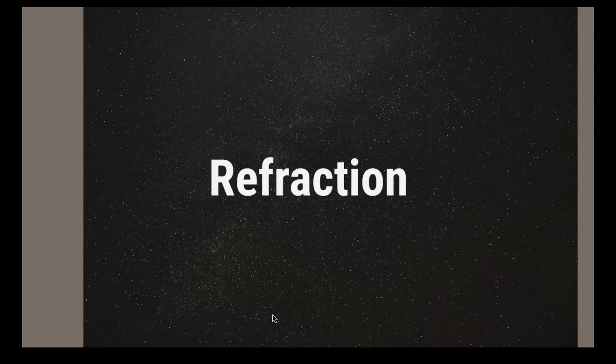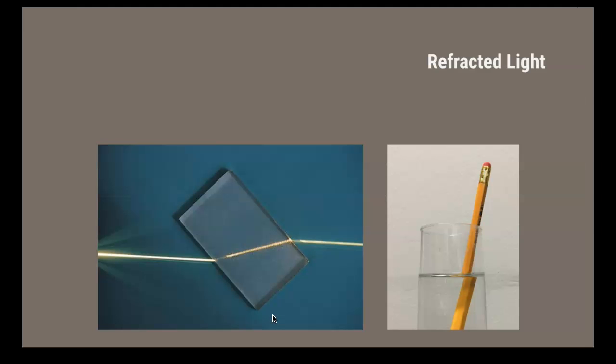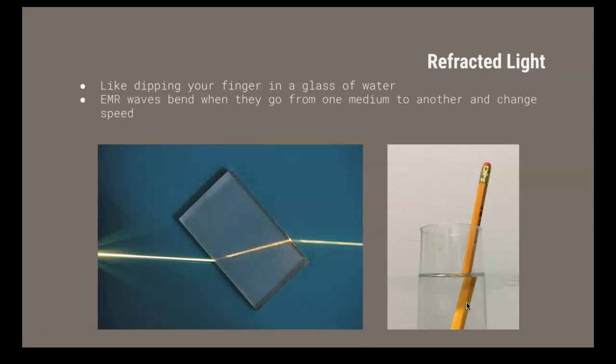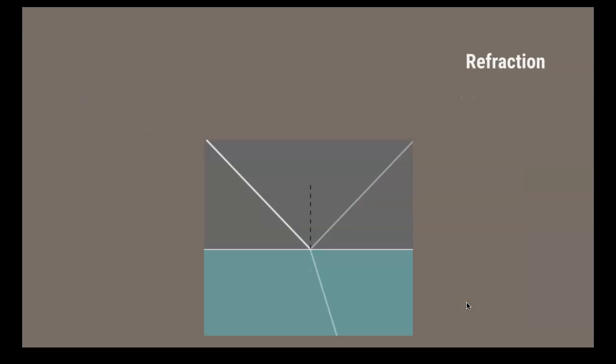When we talk about refraction, refraction is a little bit different because this time instead of just having light bounce off an object, it's actually bending as it travels through. So imagine if you dipped your finger or a pencil into a glass of water, it looks like it's broken. It's because of refraction that happens. The reason this happens is because the electromagnetic radiation, as the wave moves through different objects, will actually change the speed and the direction of the wave.